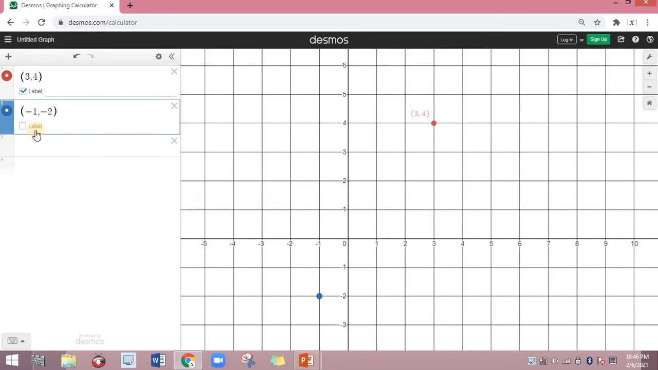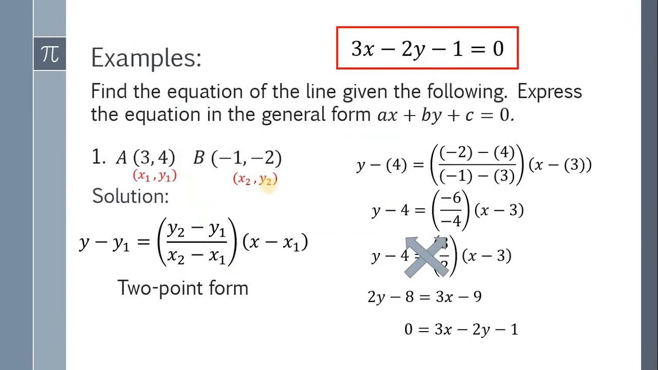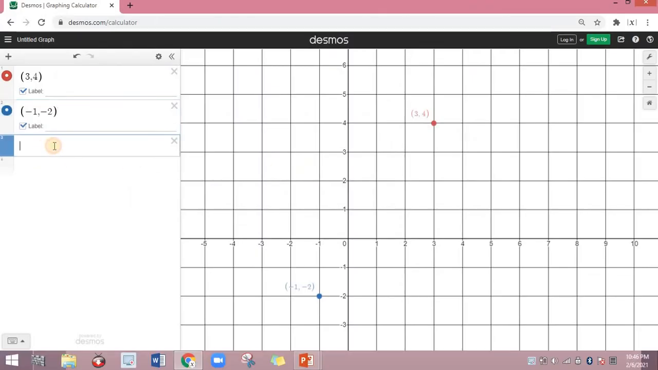Okay, so ito yung sa baba. Lagyan natin ng label. Check nga lang ulit natin kung tama yung given natin. Okay, 3, 4, and negative 1, negative 2. And ito yung ating sagot dapat. 3x minus 2y minus 1. So, yung ating line, 3x minus 2y minus 1 is equals to 0.